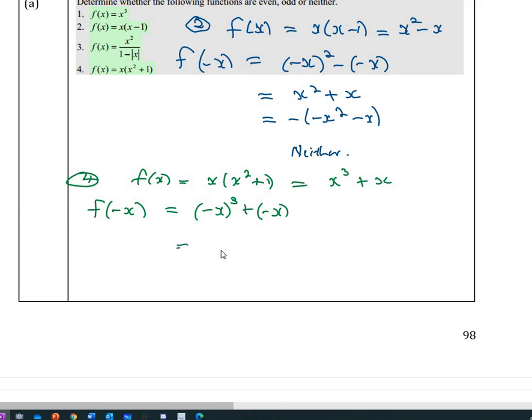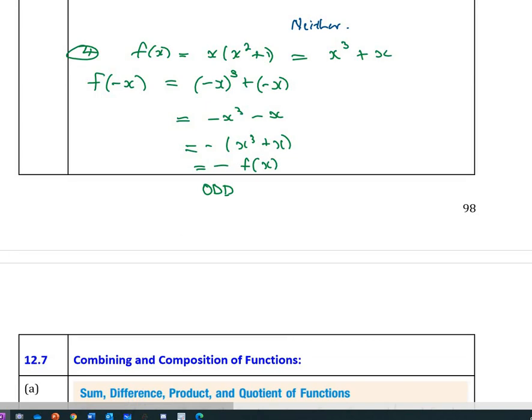And I see this is minus x cubed minus x. Well, this is not the original. But if I take out a negative here, I do get negative the original. This is definitely negative the original. So this function is odd. It's an odd function. For interest's sake, the sine graph is odd. Let me show it as an example, because that's where we use it the most actually.